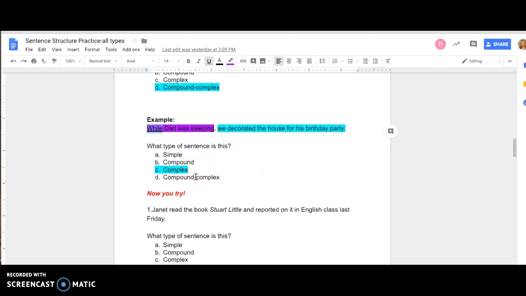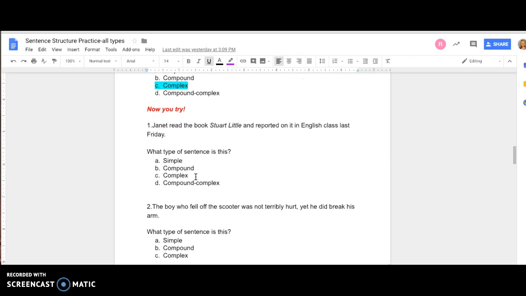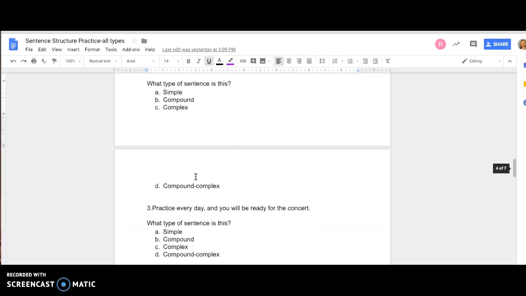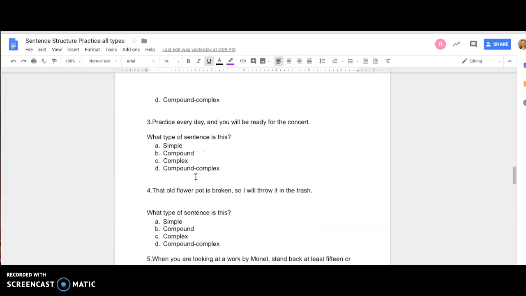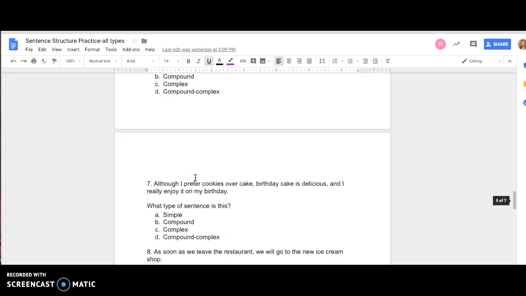Now I want you to go and try the rest of these on your own. Remember to refer back to your foldable for help. I know you all have these notes, so there shouldn't be anybody sitting here not doing their work. If you have questions, raise your hand and I will come by and help you the best that I can.